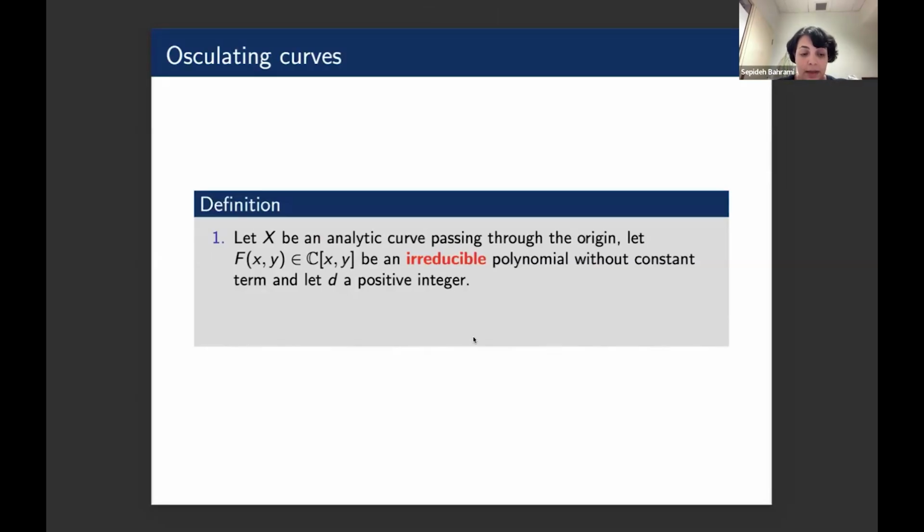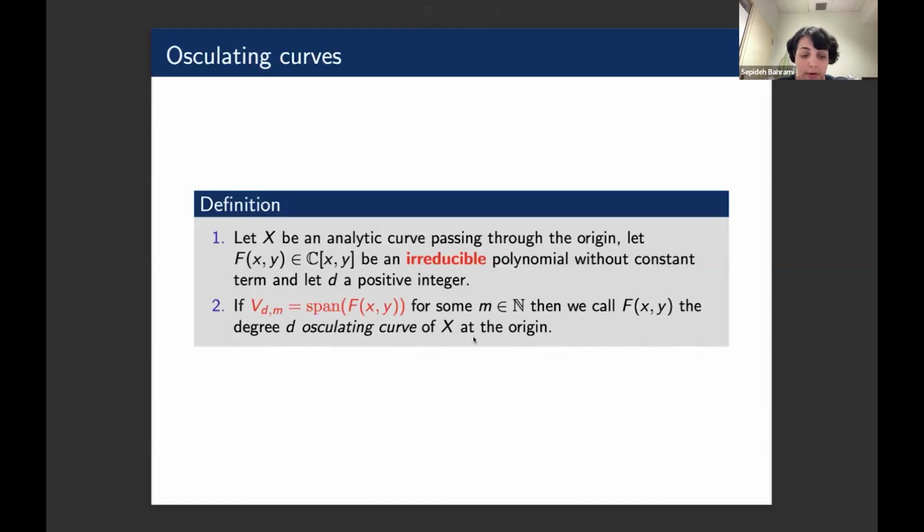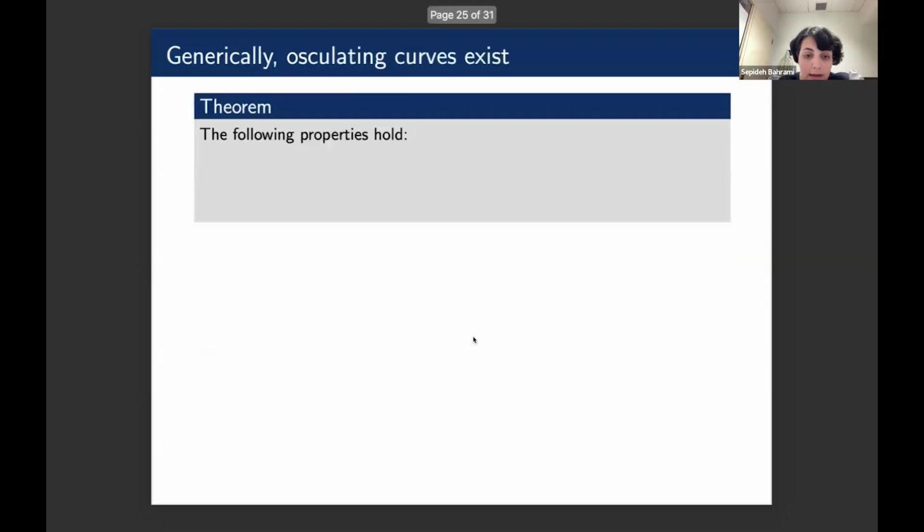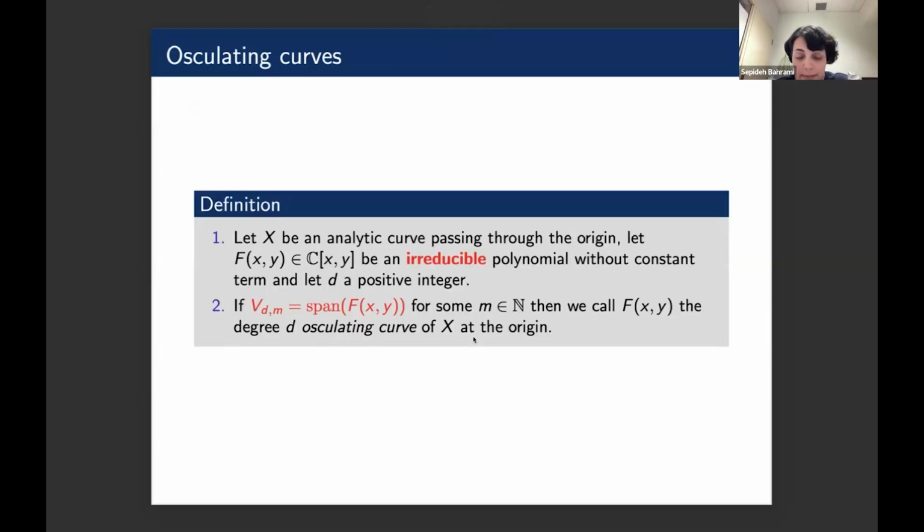Next, let's define what we mean by osculating curves. So again, let X be an analytic curve passing through the origin, and if f(x,y) is an irreducible polynomial without a constant term and the osculating space V_{d,m} equals the span of f(x,y) for some integer m, we call f(x,y) the degree d osculating curve of X at the origin. So in simpler terms, the osculating curve is the best polynomial approximation of the analytic curve at the origin, capturing its behavior up to a specific degree.